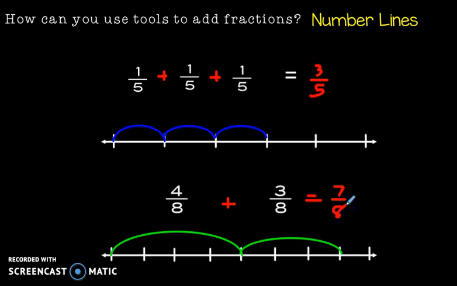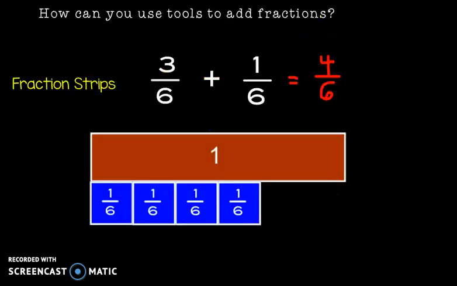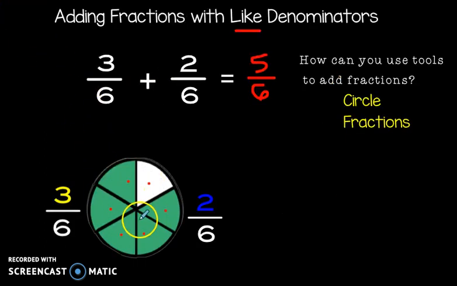Notice how I'm not in 16ths. I never broke up my number line anymore. I stayed in my unit fraction, which is eighths, and therefore 4/8 plus 3/8 equals 7/8. So that is 3 different tools you can use to add fractions: your number lines, your fraction strips, and your circle fractions.